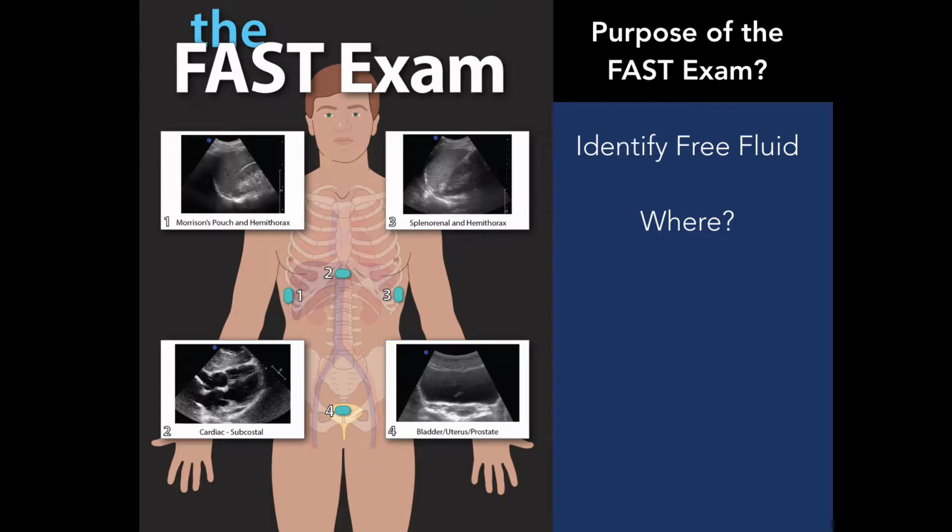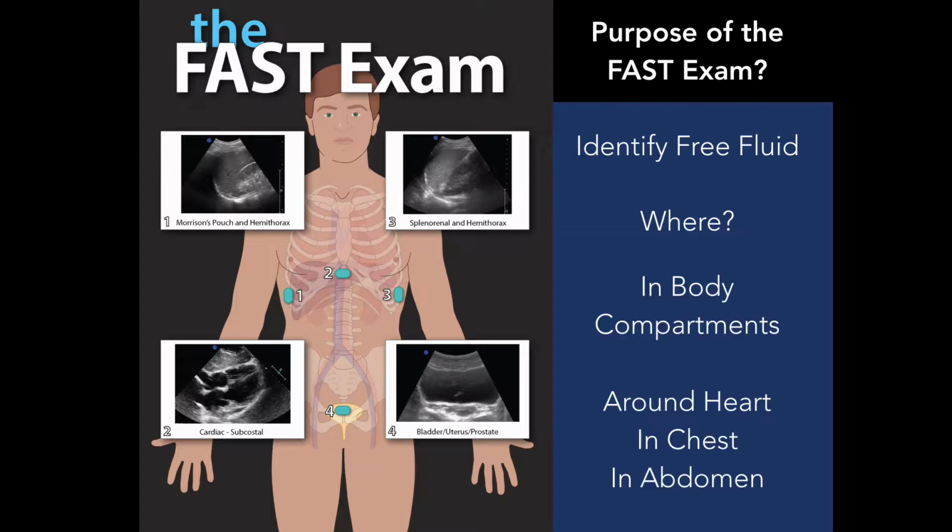But how many compartments are we looking in the body with the FAST exam? 3. Excellent. 3 compartments, right? What are those 3 compartments? Abdominal pelvic compartment. All right. What else? The pericardium and the thorax, right? And so we're looking at those 3 compartments around the heart, or in the chest and in the abdomen.